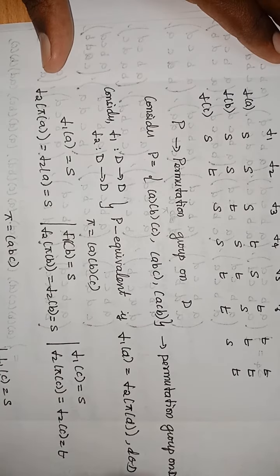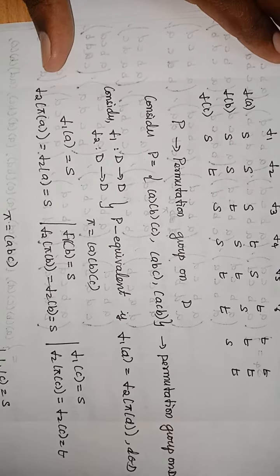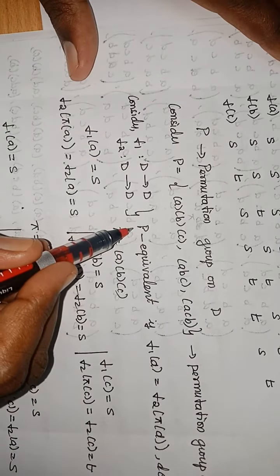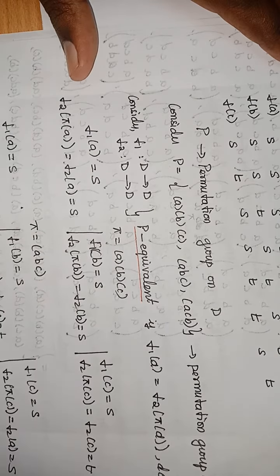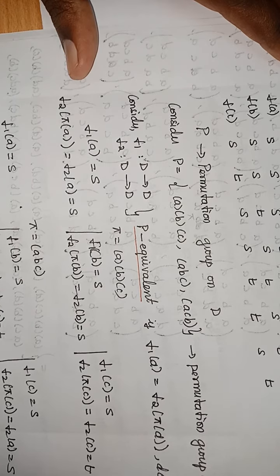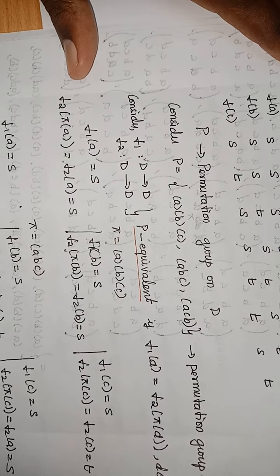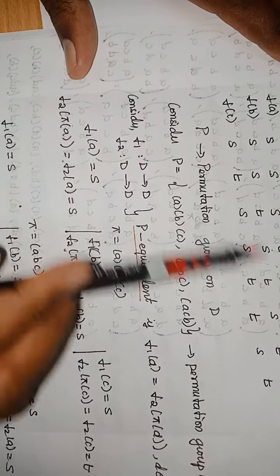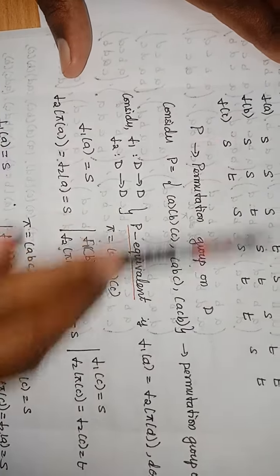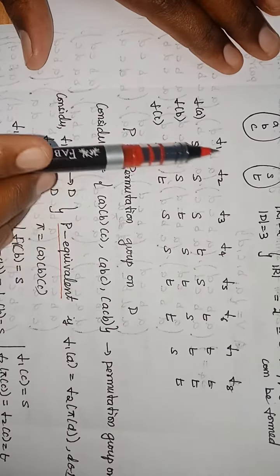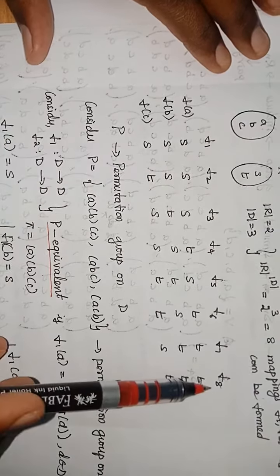So this forms a group. Now I am going to define a definition called P equivalent. What is P equivalent? Whenever there exist two functions, there is a collection of functions between these two sets. How many functions are possible? 8 functions.